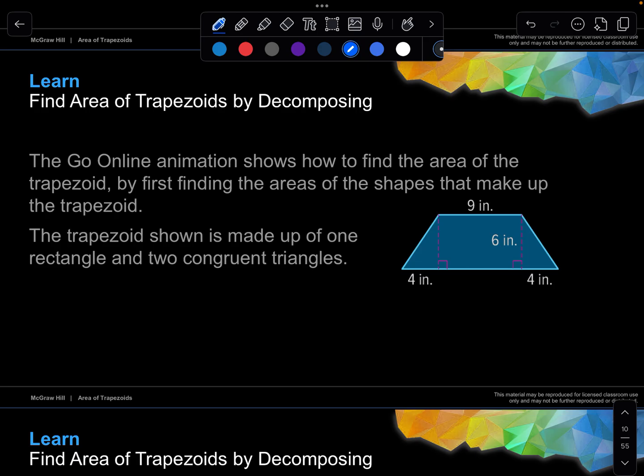So let's take a look at this trapezoid. As you can see by the dotted lines, it can be broken down into a rectangle and two triangles. Now, how do we know that the two triangles are congruent? Because they have the same size. Both of them have a height of 6 inches and a base of 4 inches.